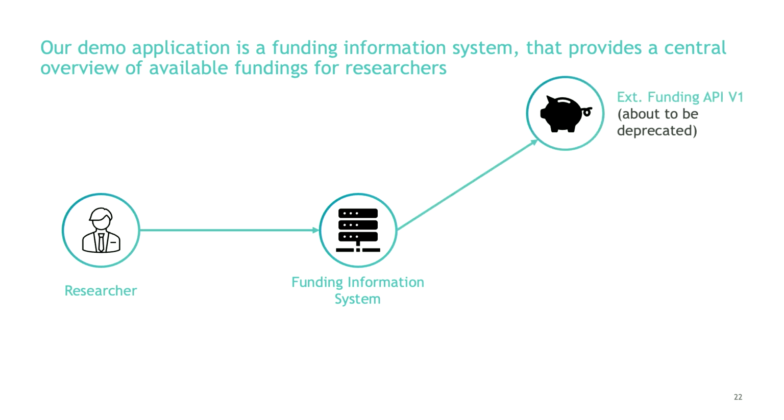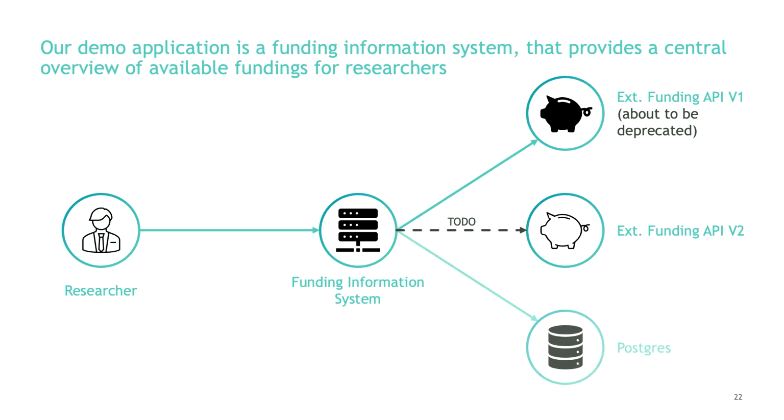Okay, the clicker is really flaky. We have the researcher that would like to get information from that system, and we ourselves pull information from external funding providers. So they implement an API, and we get funding data from them. So there's version 1 of the API, then there is a version 2 of the API that we have not implemented yet. And to store everything, okay, I will just use that. To store everything, we just have our own database.